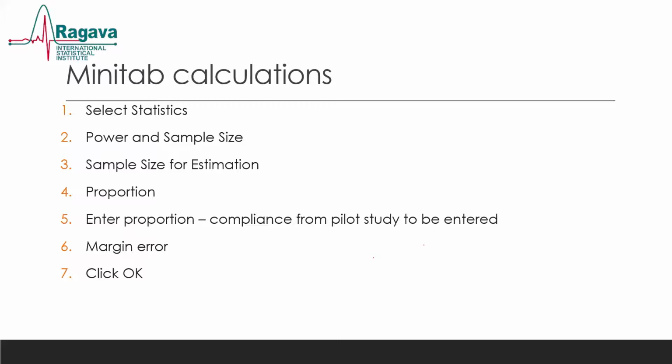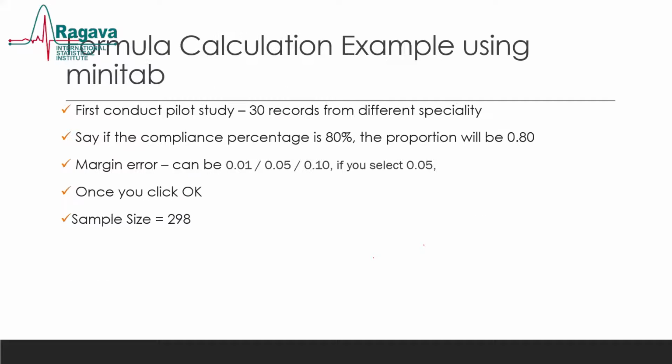In that, you will have to choose your proportion and enter it. By proportion, what we mean is the compliance that you have arrived at after carrying out a pilot study. And the margin of error is something that can be fixed, whether it is 0.05, 0.01, or 0.10. It is something that you define based on your pilot study. Finally, you will have to click on the OK button after you enter the proportion and the sample size estimate.